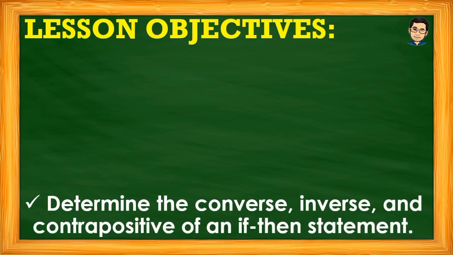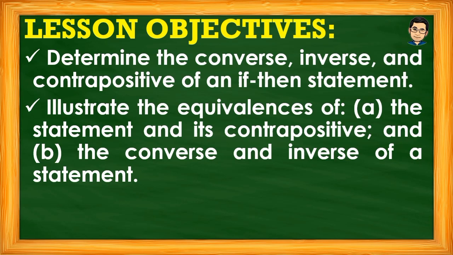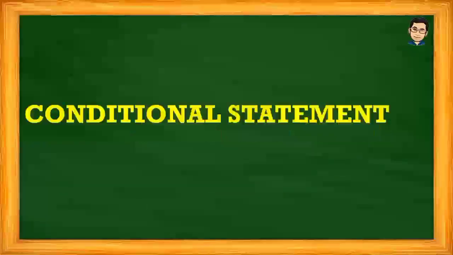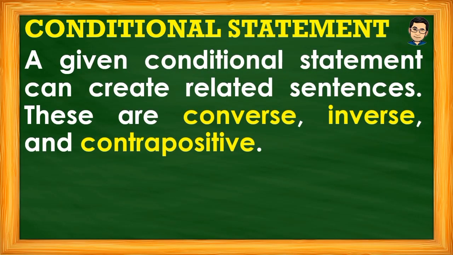So for the lesson objectives, we will determine the converse, inverse, and contrapositive of an if-then statement. And then, we will also illustrate the equivalences of a statement and its contrapositive, and letter B, the converse and inverse of a statement. So let us have conditional statement. So a given conditional statement can create related sentences. These are converse, inverse, and contrapositive.